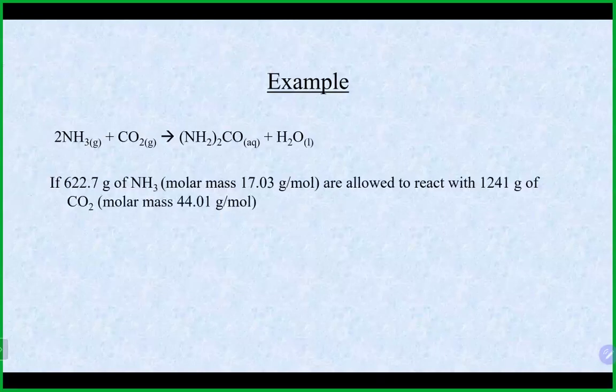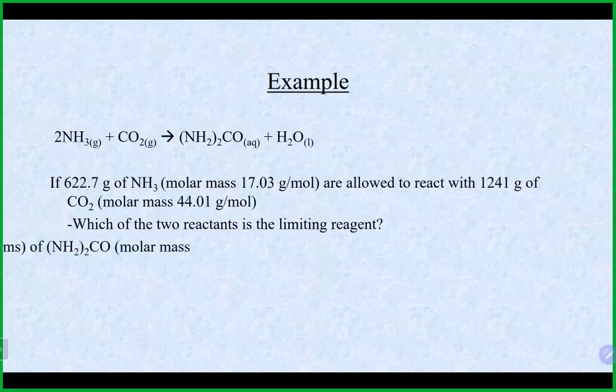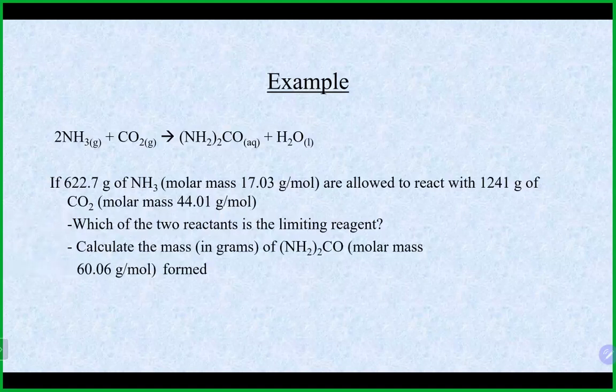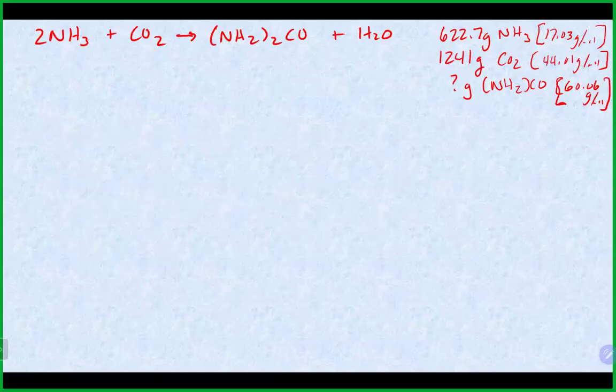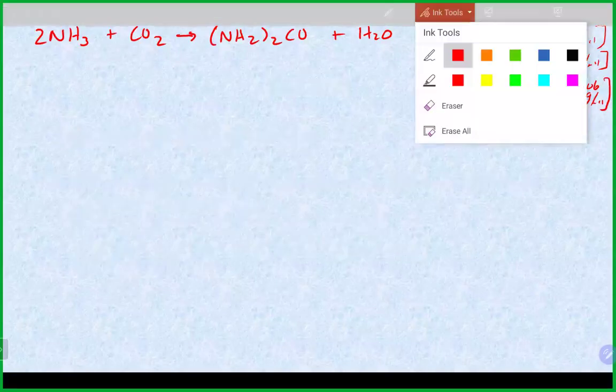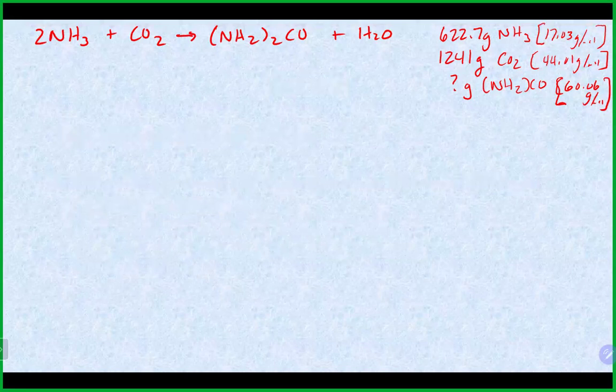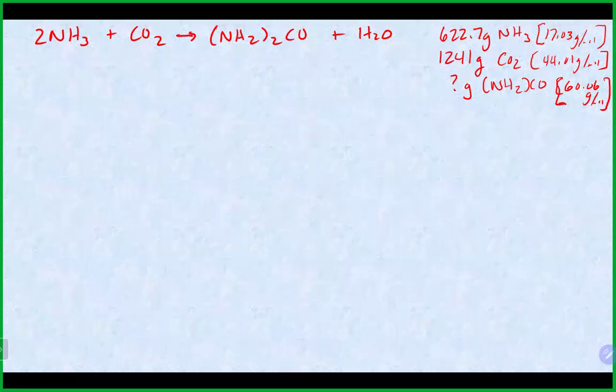All right, let's try another one here. If you take 622.7 grams of NH3, and they give you the molar mass, 17.03 grams per mole, and you react it with 1,241 grams of CO2, molar mass 44.01, how much? Okay, so let's take a look, see how you're doing.